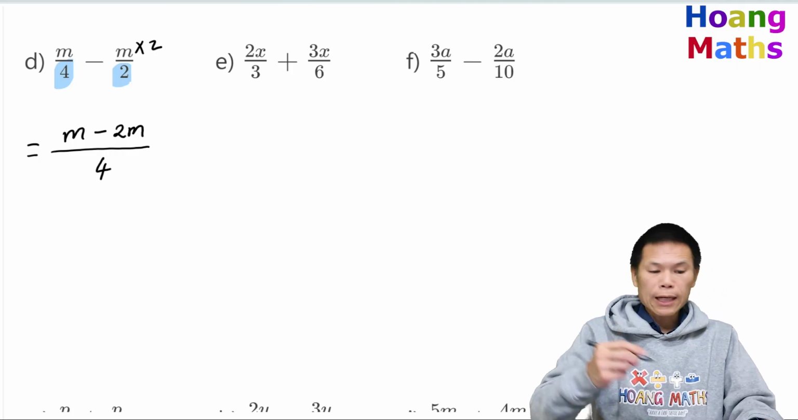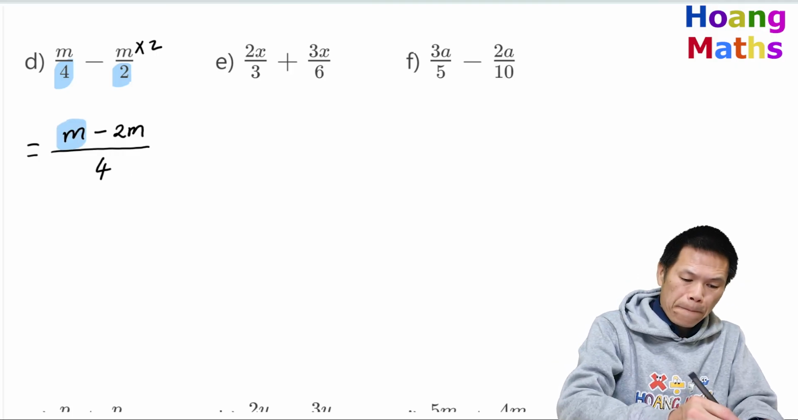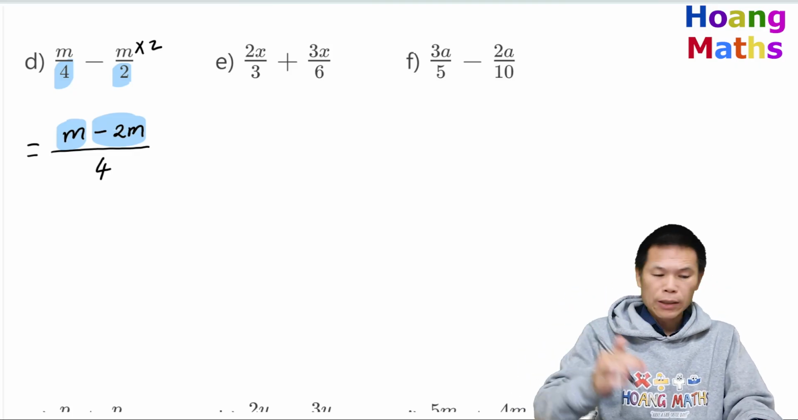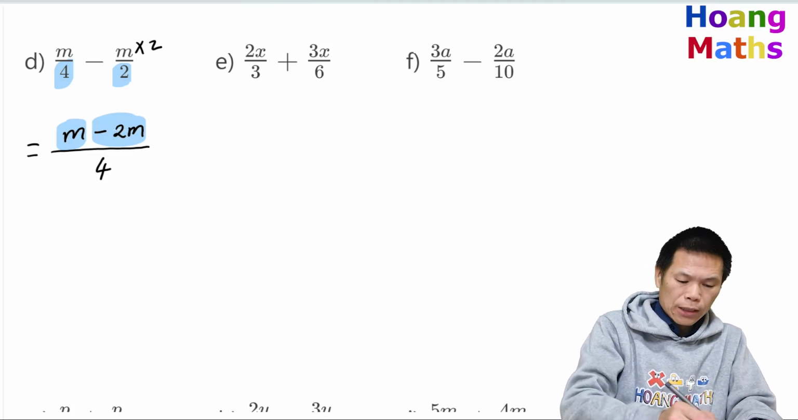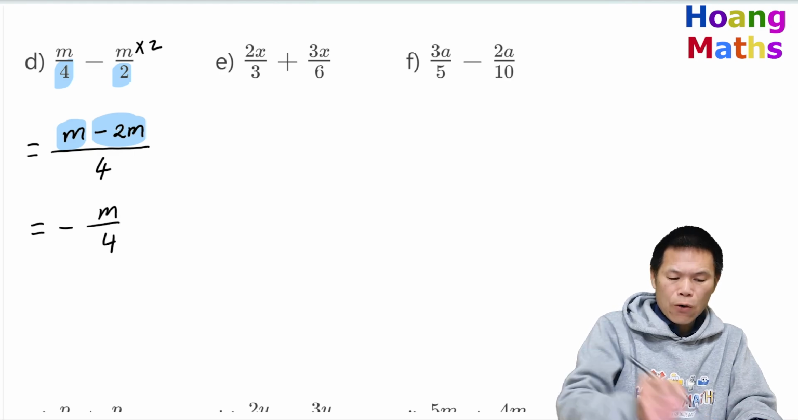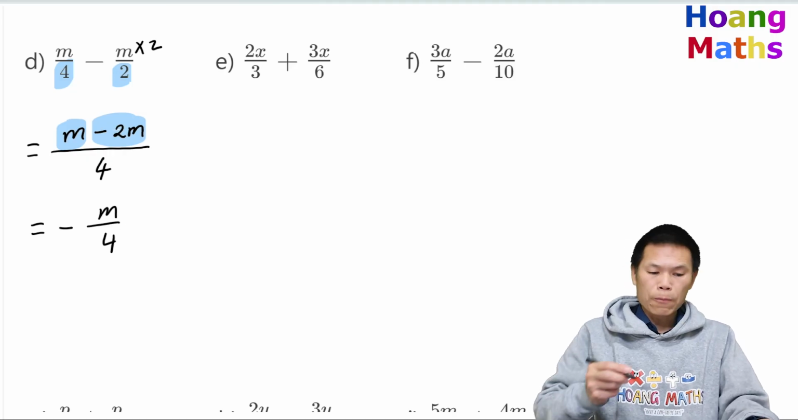Now we collect like terms. So we have m minus 2m. 1 minus 2 gives me negative 1. Negative 1m. So the answer should be negative m over 4. There you go.